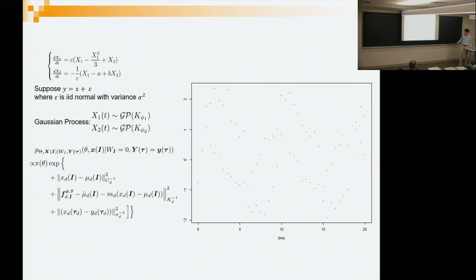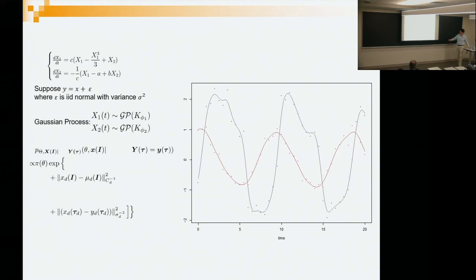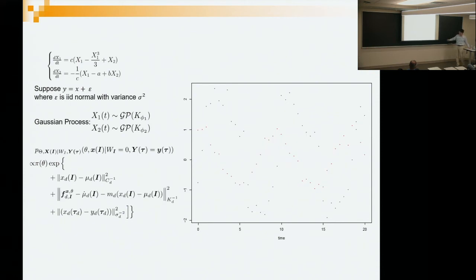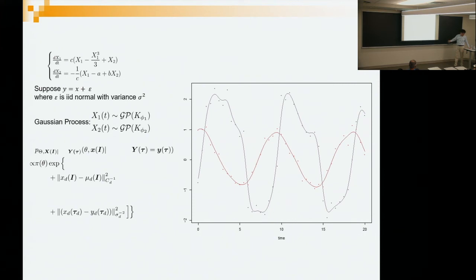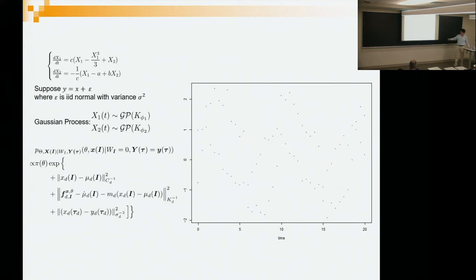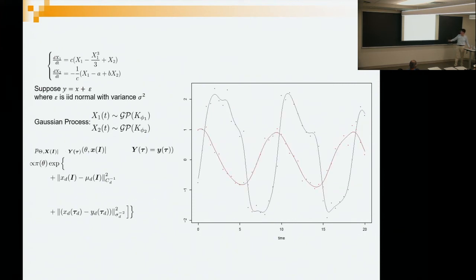Okay, so here is the illustration. What's going on here? In the end, we're trying to draw this inference. Suppose we drop the conditionality of W equal to zero, and then essentially we're talking about a Gaussian interpolator. We're using a Gaussian process to interpolate the data points, disregarding the ODE.